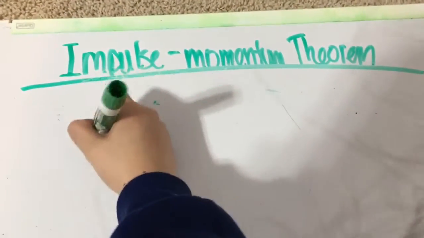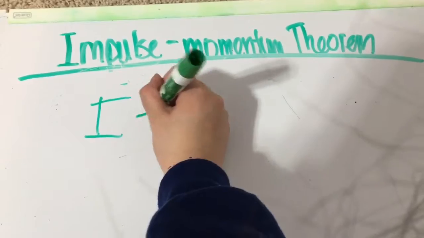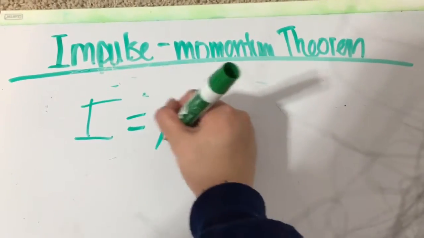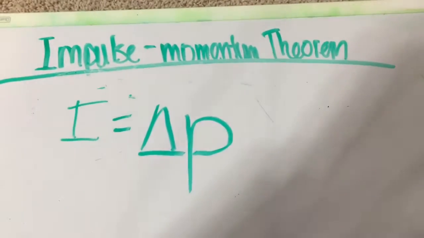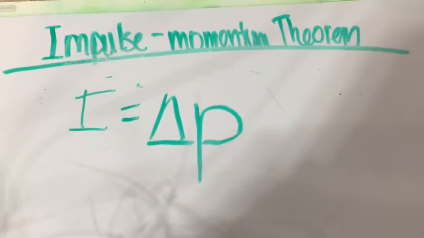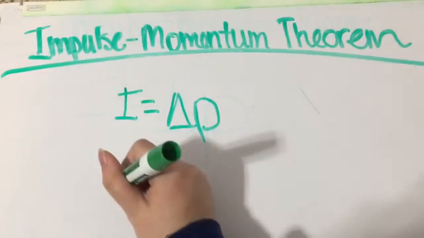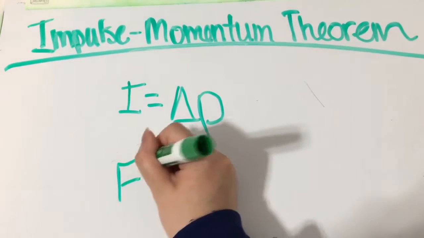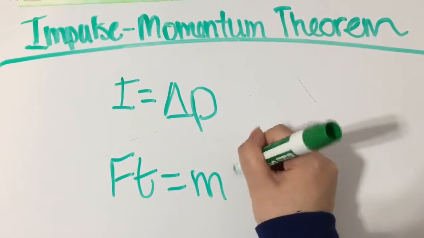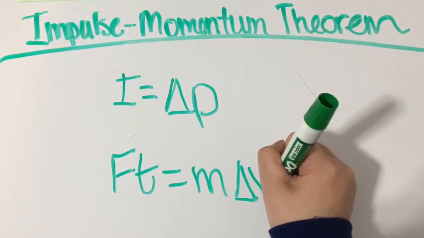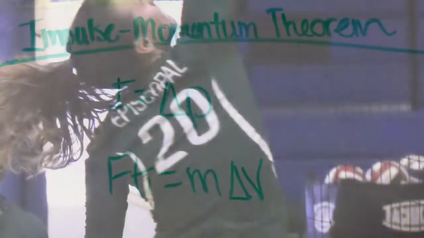The impulse-momentum theorem states that impulse is equal to the change in momentum shown via the equation I equals delta p, or impulse equals the change in momentum. Impulse-momentum theorem can also be represented as Ft equals m times delta v, or the magnitude of the force times the time force is applied equal to the mass of the person applying force times the velocity.